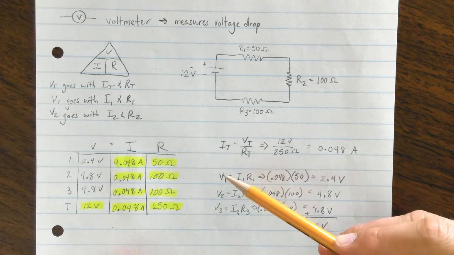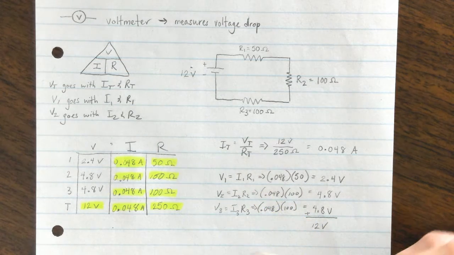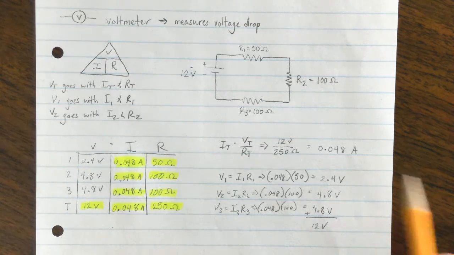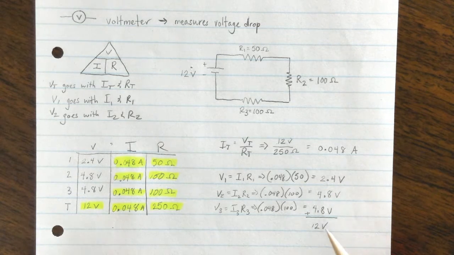What you need to do from there is make sure that the sum of the voltage drops, V1 plus V2 plus V3, is going to wind up equaling your VT, your total voltage. It can't be any more, can't be any less. It's got to be that exactly. This problem works out nice and neat. Add them all up, it does equal 12.